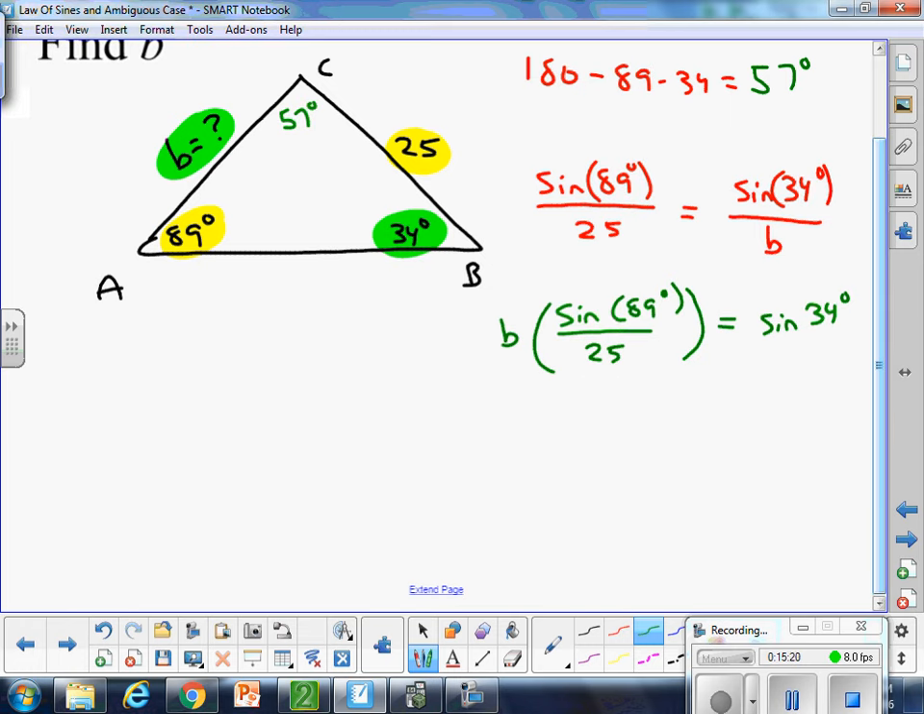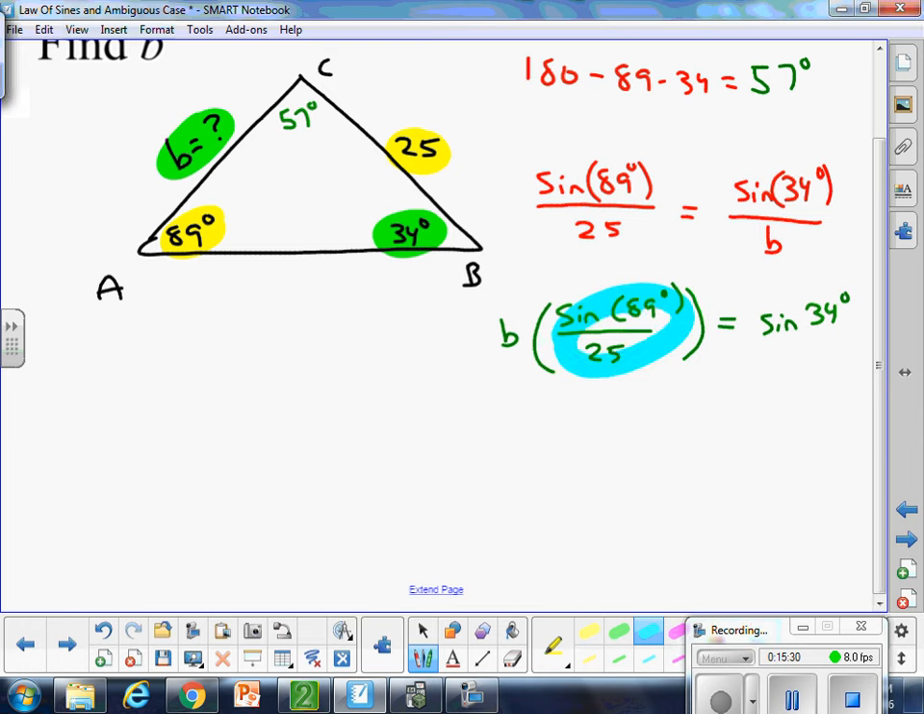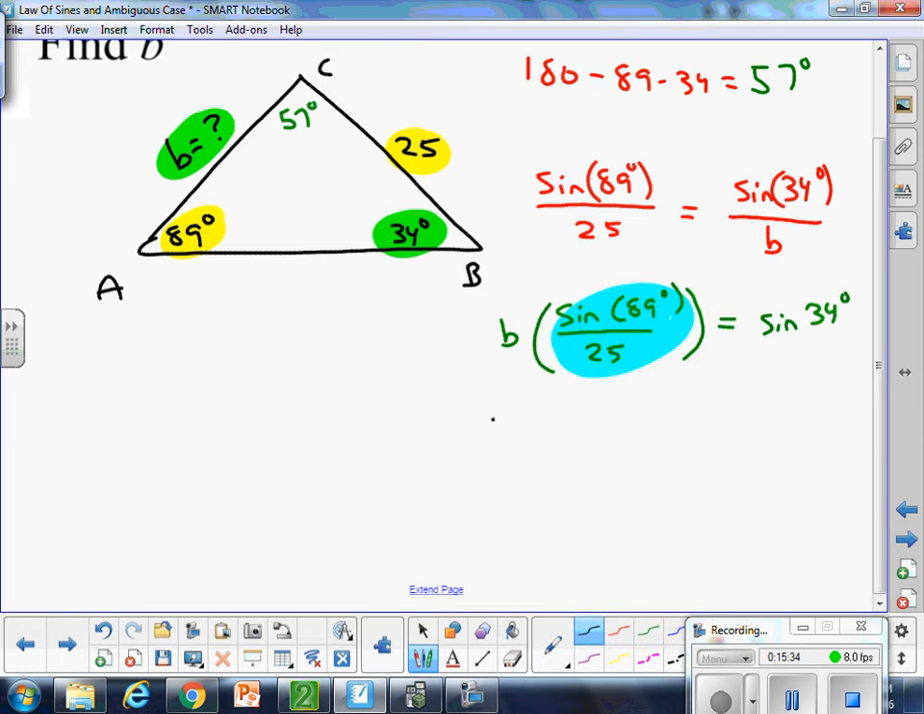And I'm just going to do what's in parentheses here, the sine of 89 divided by 25. So I just did a quick calculator break here and figured out what this is, just some number, right? So that's really just going to be B times, let me write the value first, it's really like 0.03999 times B, and I'll just divide both sides by that decimal. So I'm going to take the sine of 34 degrees divided by that decimal to get B.